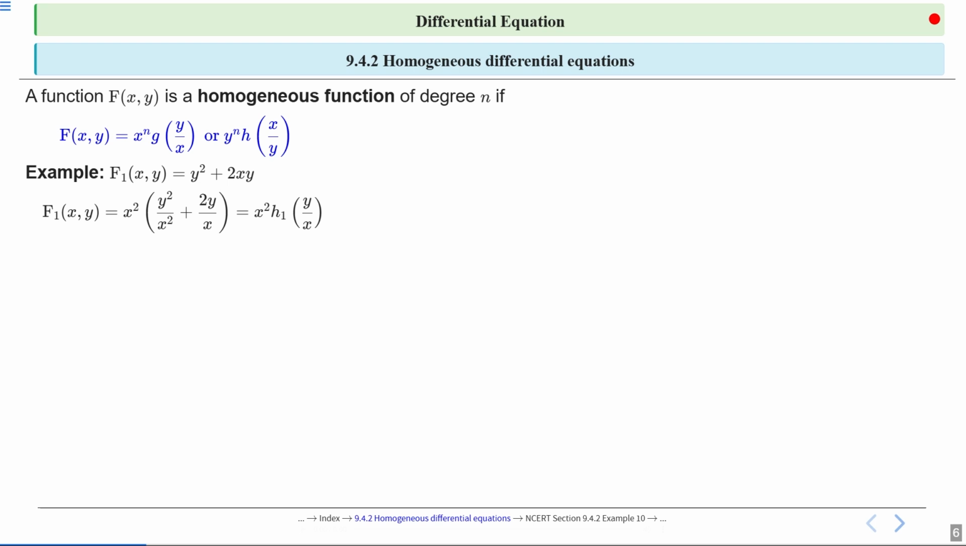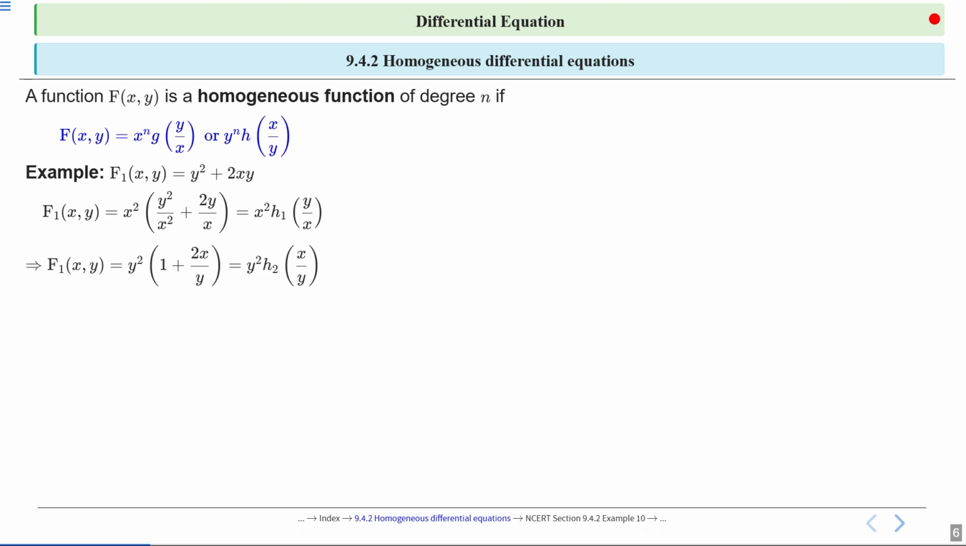Okay, so in the first definition of homogeneous function, we just replace x and y by λx and λy. And if it is in the form of λ to the power n f(x, y), then we say the given function is a homogeneous function of degree n. But here what we do is we just take x to the power n as common, and we write the other part as a function g(y/x). Then we say the given function is a homogeneous function of degree n.